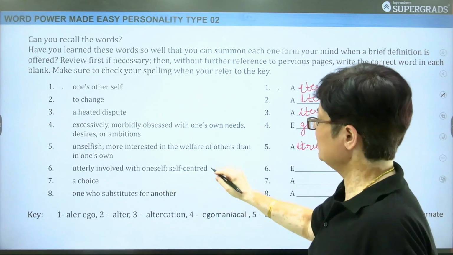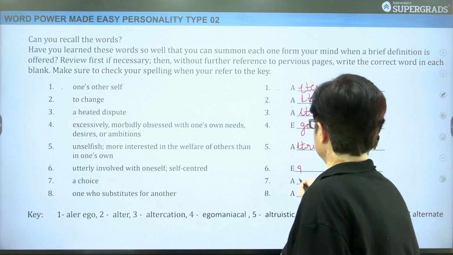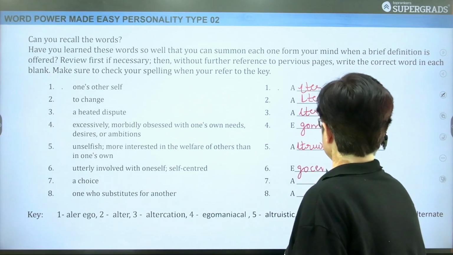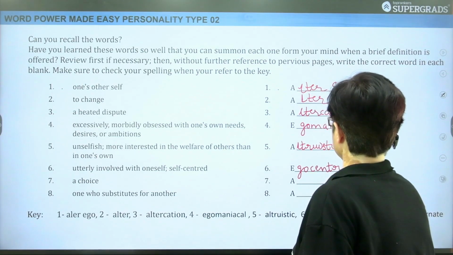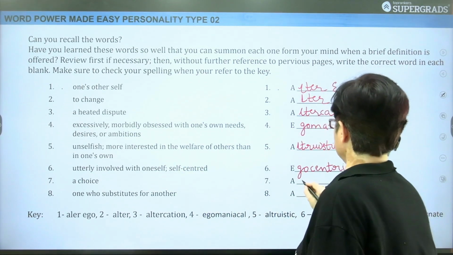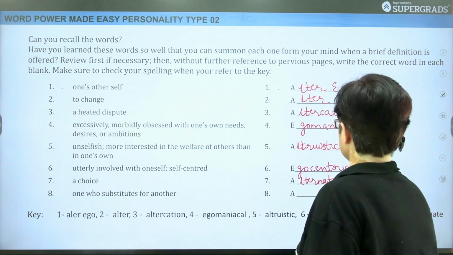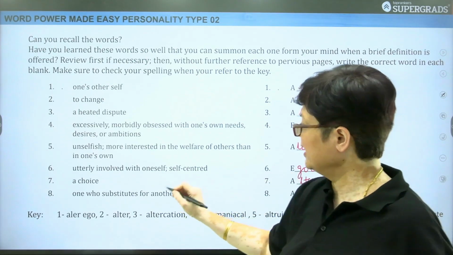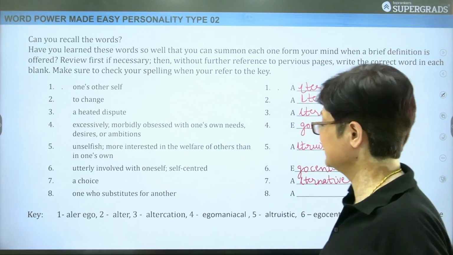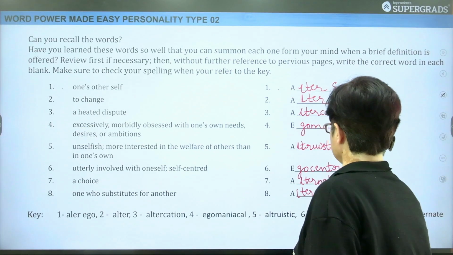Six, utterly involved with oneself or self centered. This person is egocentric. Next, a choice. You have got a choice. So the answer is alternative. Next, one who substitutes for another. The one who makes a replacement. So this is alternate.